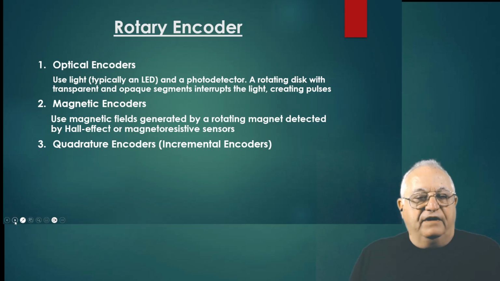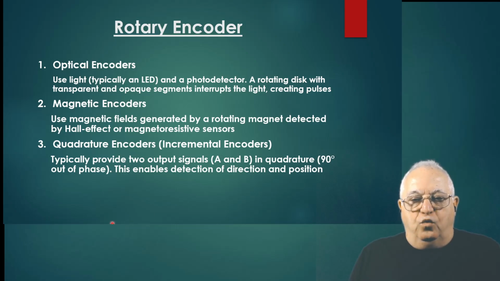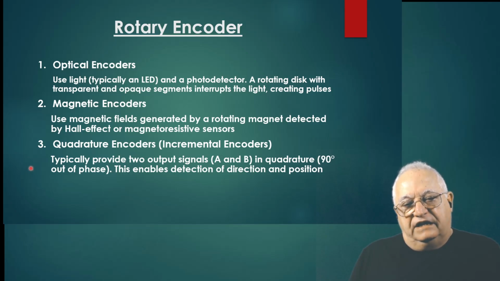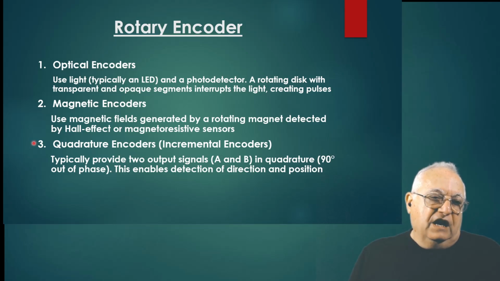And finally, we have the quadrature encoder. It typically provides two output signals, A and B, in quadrature. That means 90 degrees out of phase. This enables detection of direction and position. And this is the encoder we're going to be using to write our program. It's the simplest. Let's see how it works.